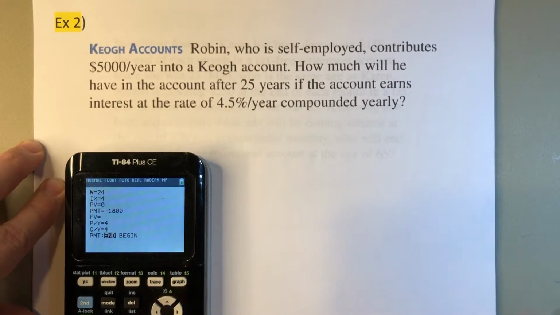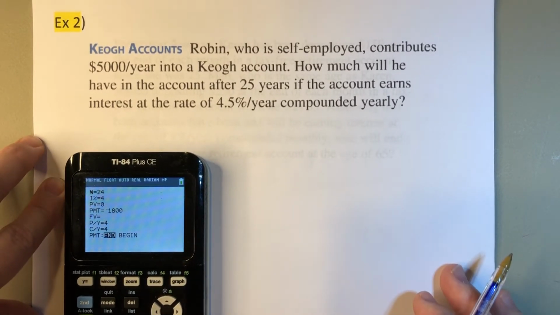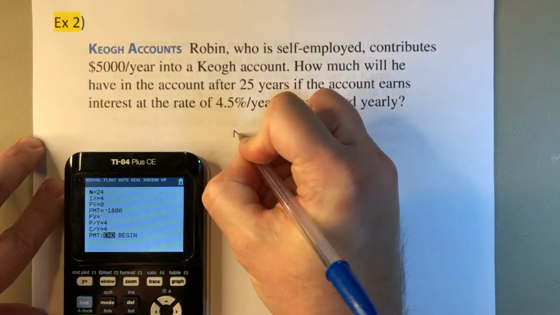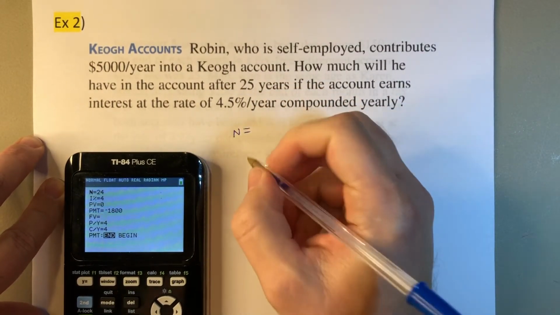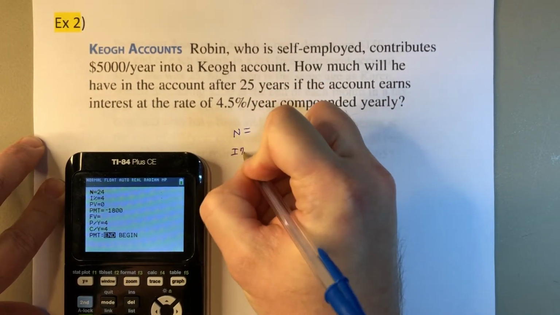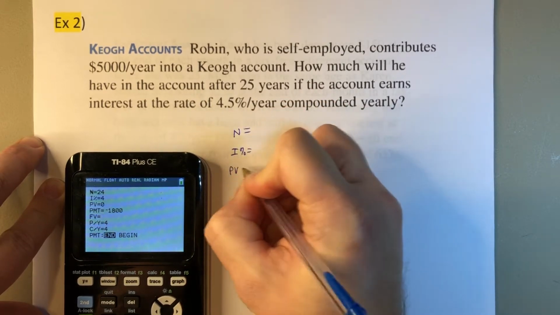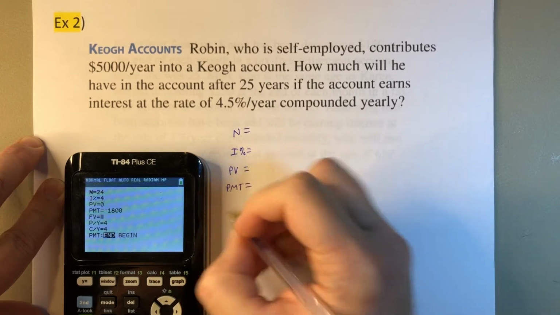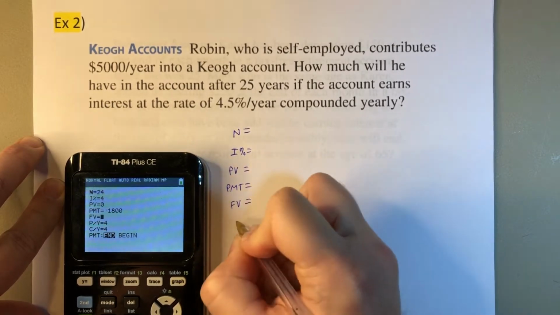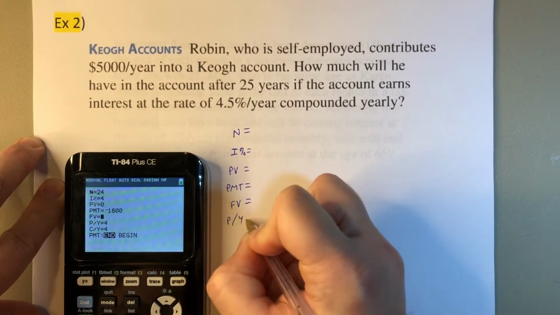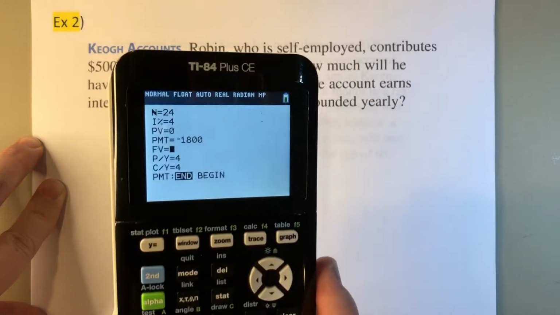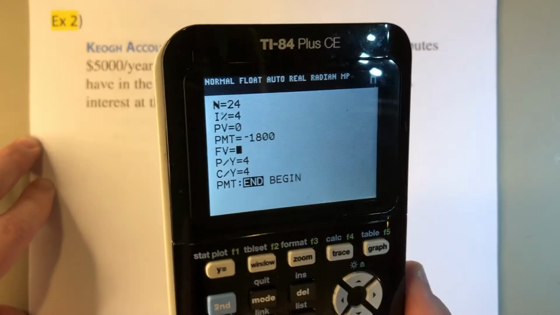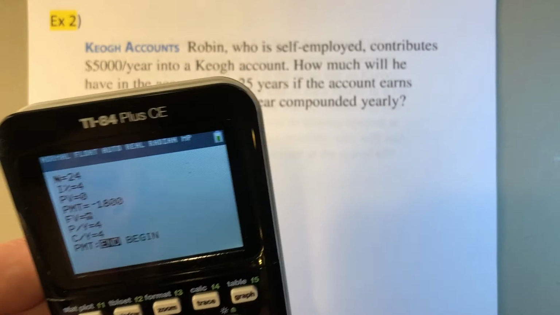So I'm going to use the calculator for this example. I'm going to write down some information on my paper, and then I'm going to plug the information into my calculator. All I'm doing is copying on my paper what I see on my calculator screen. And again, how did I get here?